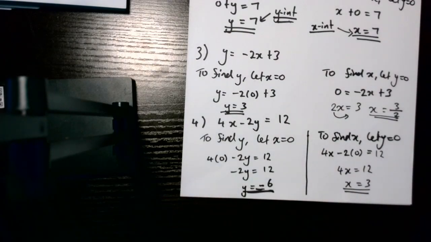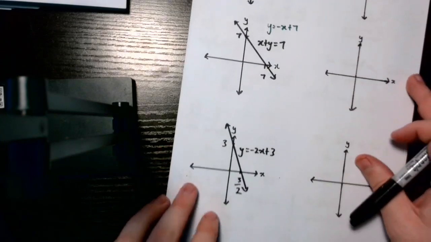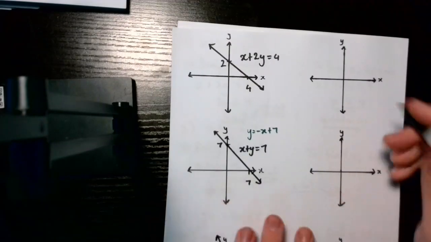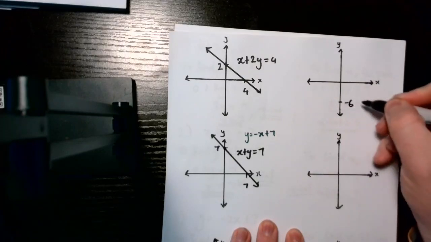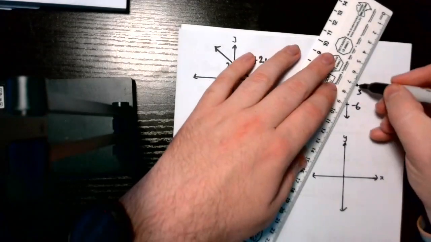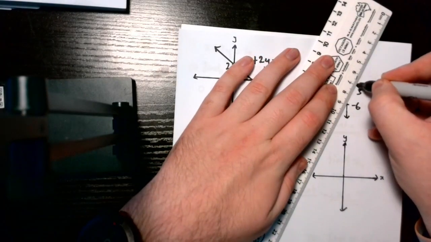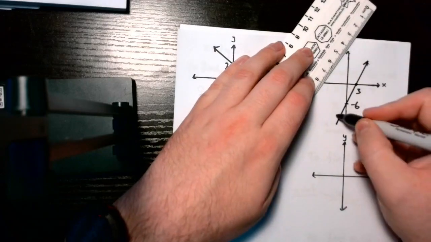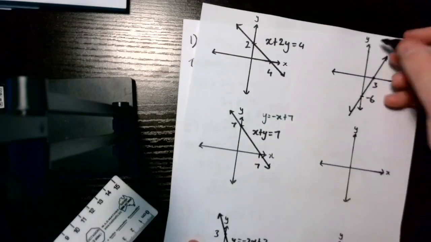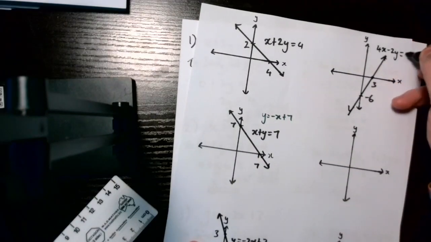Okay, so now let's just graph that on our graph. Remember, our x is equal to 3 and our y is equal to minus 6. I'm just going to do it up here so you can see what's going on. So we have minus 6 down here, and we have 3 up there. We just connect our dots together. We draw our line, and then the final thing that we do is we label it with our equation: 4x minus 2y equals 12.